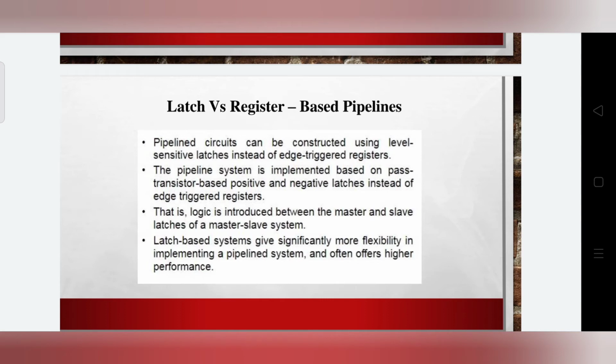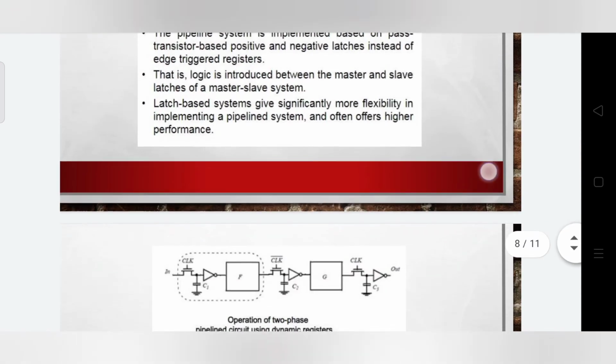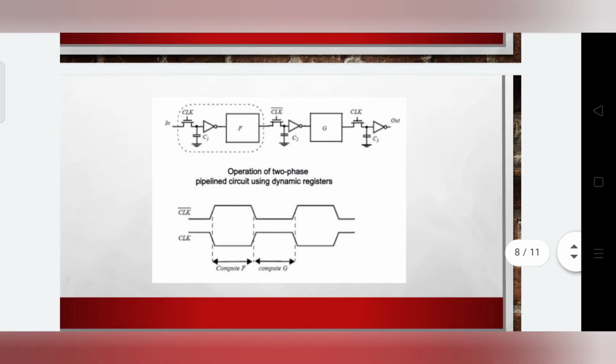Next, latch versus register based pipelines. Pipeline circuits can be constructed using level sensitive latches instead of edge triggered registers. Consider the pipelined circuit in this figure. The pipelined system is implemented based on pass transistor based positive and negative latches instead of edge triggered registers. The logic is introduced between the master and slave latches of a master slave system. A latch based system gives significantly more flexibility in implementing a pipelined system and often offers higher performance.